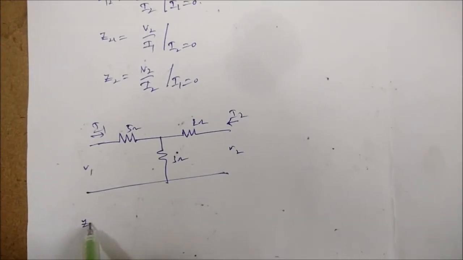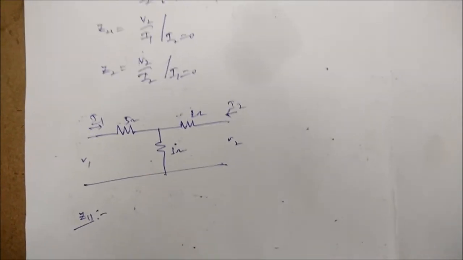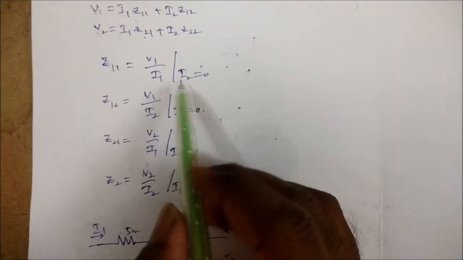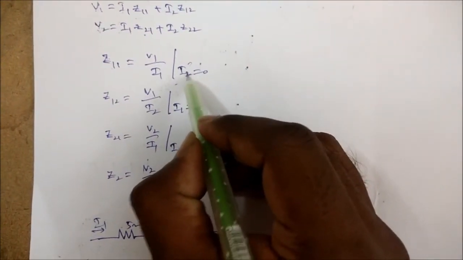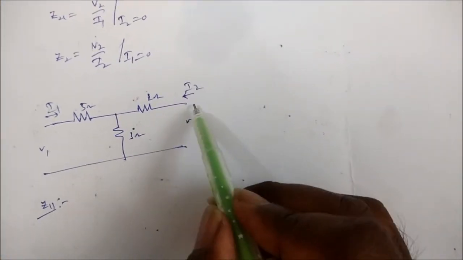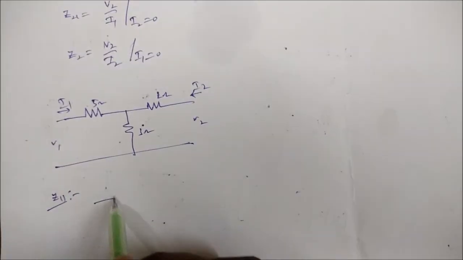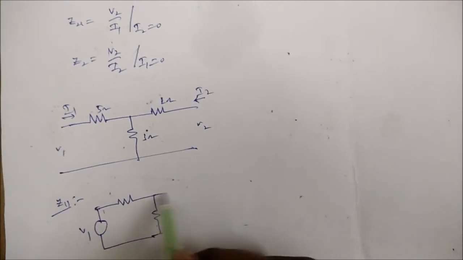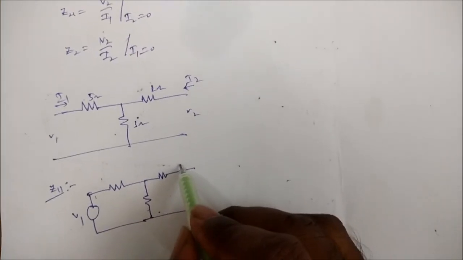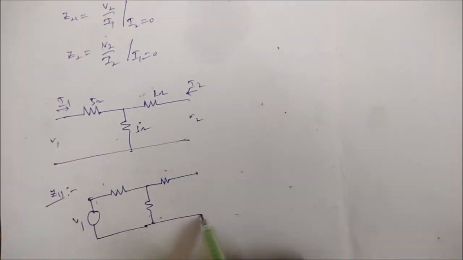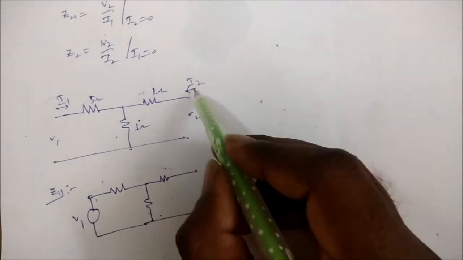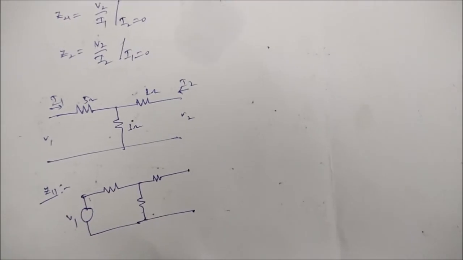So now calculating Z11 first. What is Z11? For calculating Z11, you need to make I2 equal to 0. That means the current here should be 0. Here this should be V1, and here there is no voltage. When there is no voltage, then only the current I2 will be 0. That means this is open circuited. Understand? I2 will be 0 means this is open circuited.